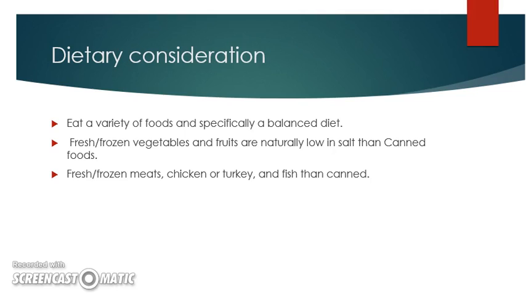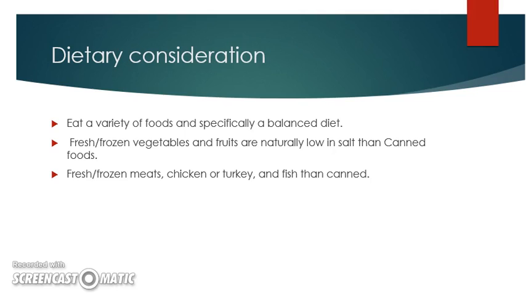So what are the dietary considerations for people on a sodium restricted diet? They can eat a variety of foods. Specifically, they can consume a balanced diet. Fresh and frozen vegetables are equally good and are all low in sodium, so the first choice you can give to your patient is to eat plenty of fruits and vegetables, unless they are patients with renal problems, because you have to restrict potassium. Fruits and vegetables are rich in potassium.